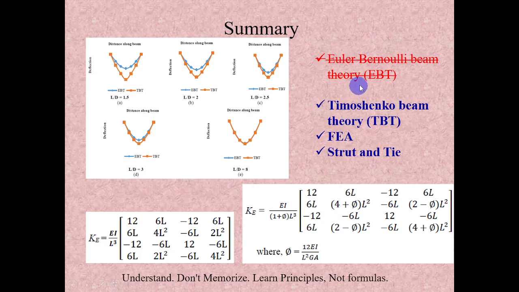If at all we are not able to judge whether it is within the limit of Timoshenko beam theory or elastic beam theory, it is better to always go with finite element analysis. It will take care of all the things. Or if it is a deep beam and the ratio is somewhere here, we can directly go for the strut and tie method for a more accurate analysis. Anyway, we cannot use the Euler Bernoulli beam theory.